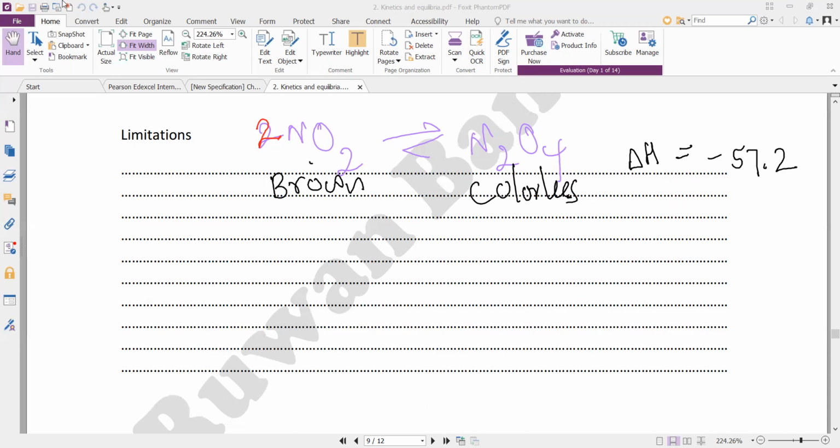Write down: increase in the temperature favors the position of equilibrium to the left hand side because the forward reaction is exothermic. Therefore, the color darkens.